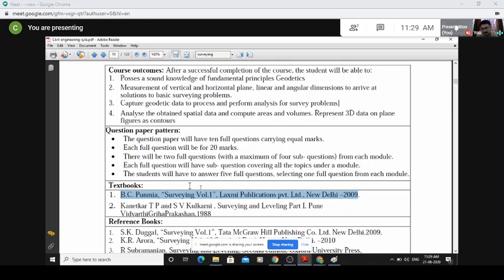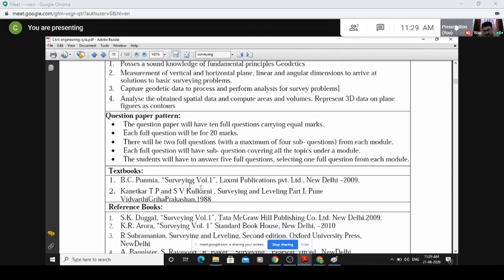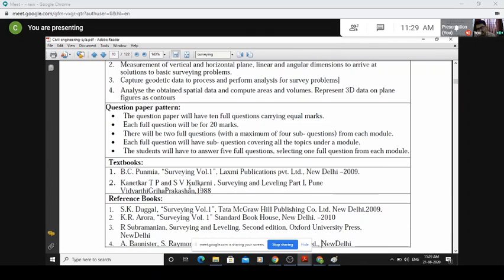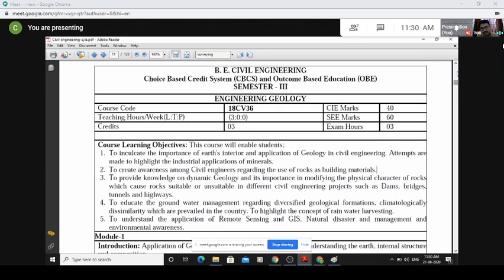Other than this, you have similar textbooks from different authors, like Kanitkar is one person, Duggal is one more person, Arora, Subramanian, Bannister, different authors are available. But most of the time, all the students refer to B.C. Punmiya as one of the textbooks for this subject, right? So this is all about the entire subject, basic surveying.